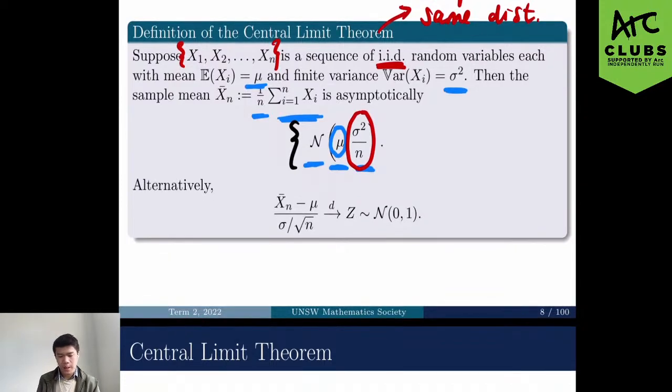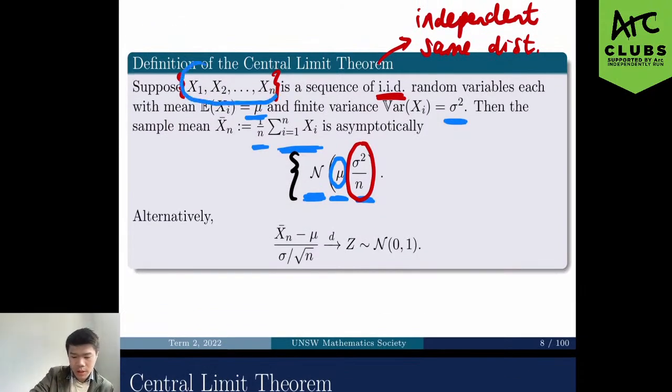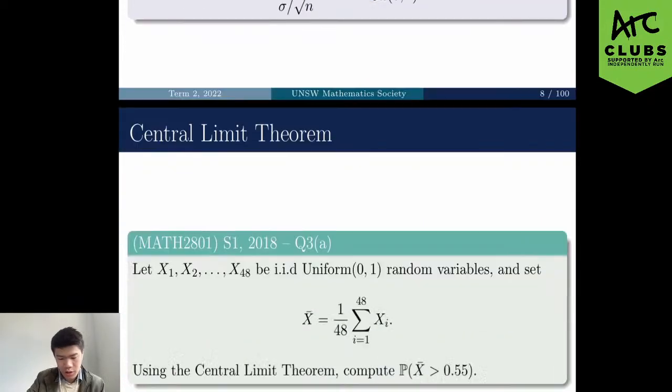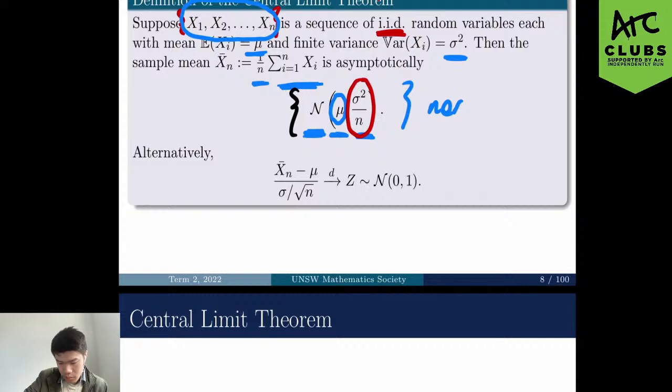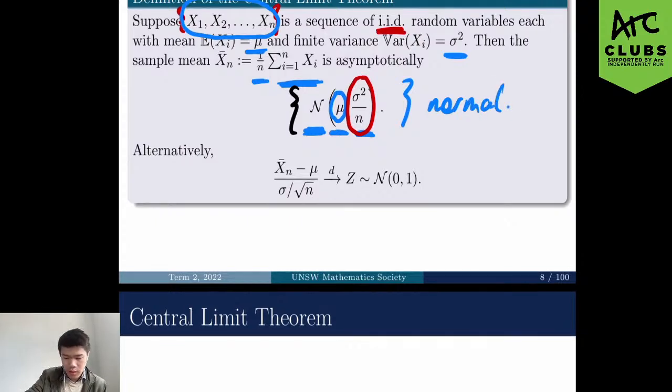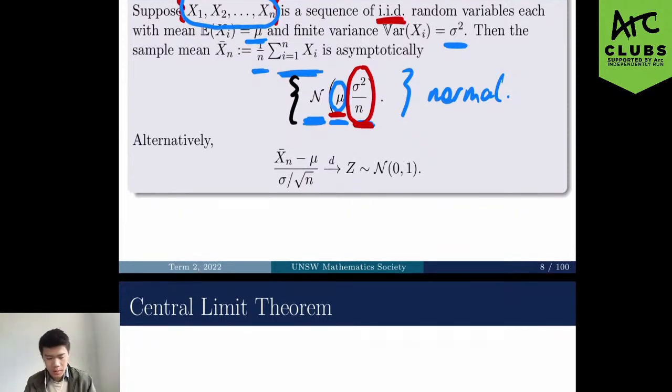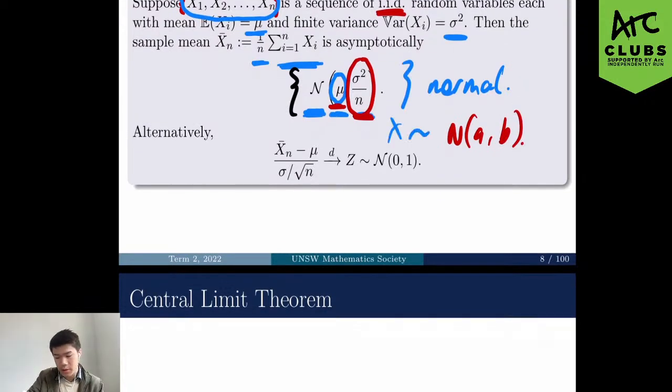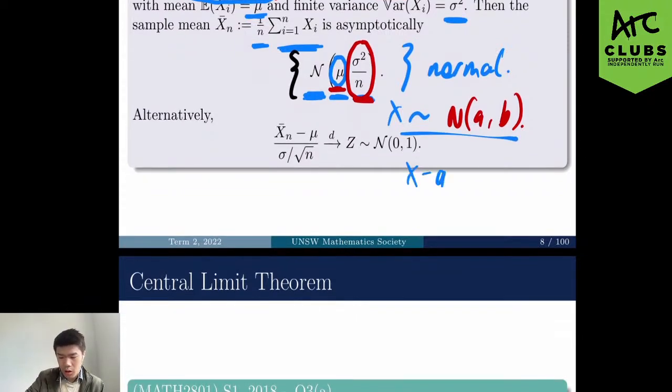Right, but the really cool thing about this is the normal part. The central limit theorem tells us that no matter what distribution we started with, no matter what distribution xi followed, this sample mean will always be asymptotically normal. And it'll be normal with, as I said before, mu as the mean and sigma squared on n as the variance. Okay? And so if we recall how we deal with normal random variables, whenever we have a normal random variable with parameters a, b, if x follows that distribution, then if we take x minus a on the standard deviation, which is root b, then we've standardized the random variable.